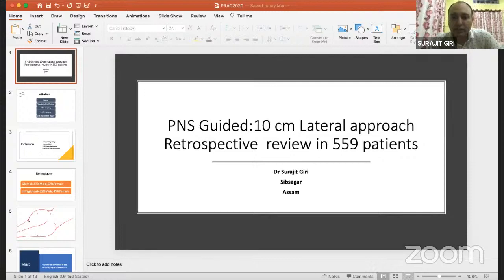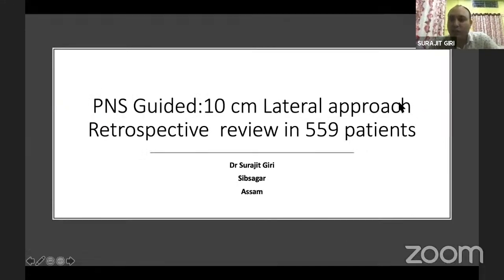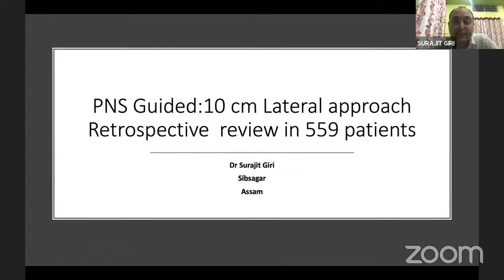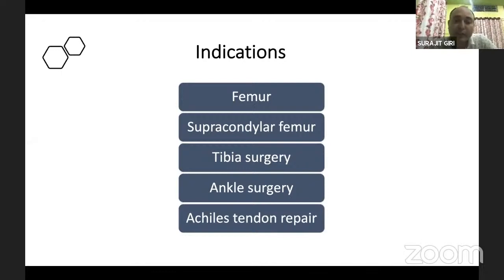Yeah, so this is a short review of around 559 patients. That is the 10 centimeter lateral approach that was already explained by our speaker, Shailesh sir, and this is only my personal view. The indications for these blocks were femur surgery, supracondylar femur, tibial surgery, ankle surgery, and Achilles tendon repair.